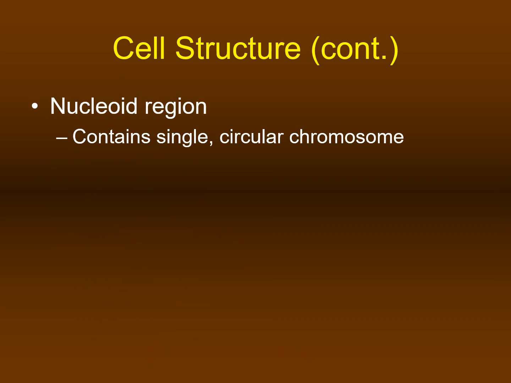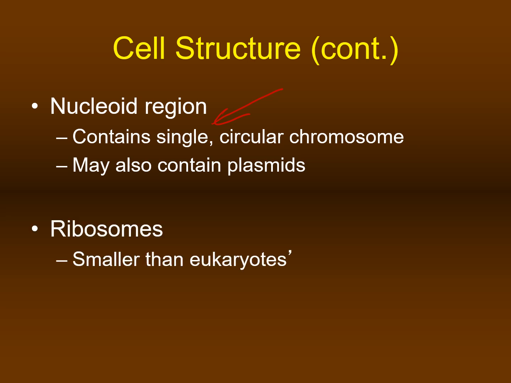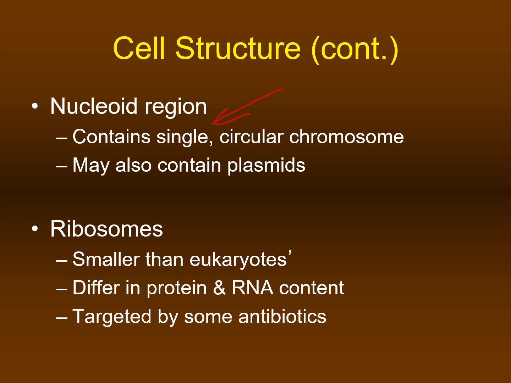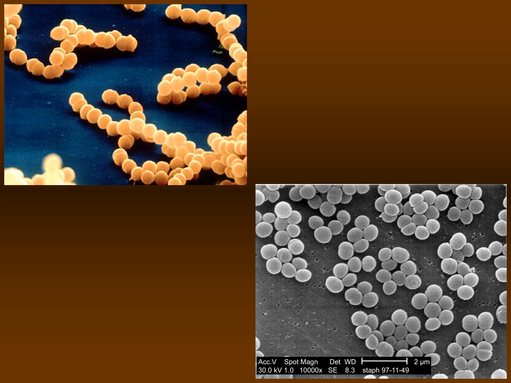So we mentioned that nucleoid is where bacterial DNA can be found. And bacterial DNA forms a single circular chromosome. In addition to that, bacterial cell can also contain small circular DNA molecules known as plasmids. Bacterial ribosomes are smaller than the ones in eukaryotes, and they are different structurally in terms of the protein and RNA content in them. This is why we, as a society, developed some antibiotics that target specifically bacterial but not eukaryotic ribosomes.